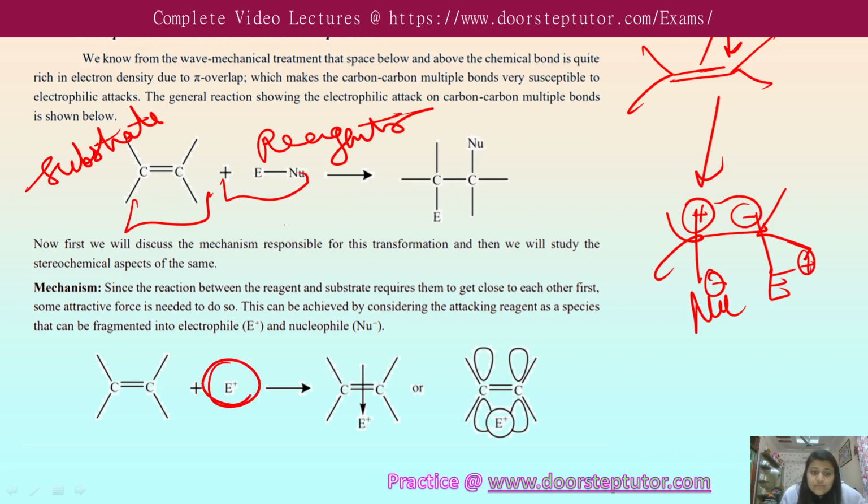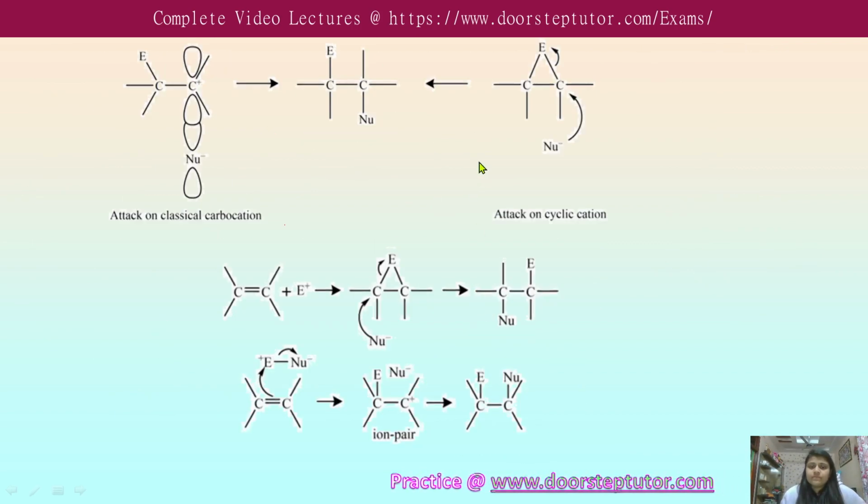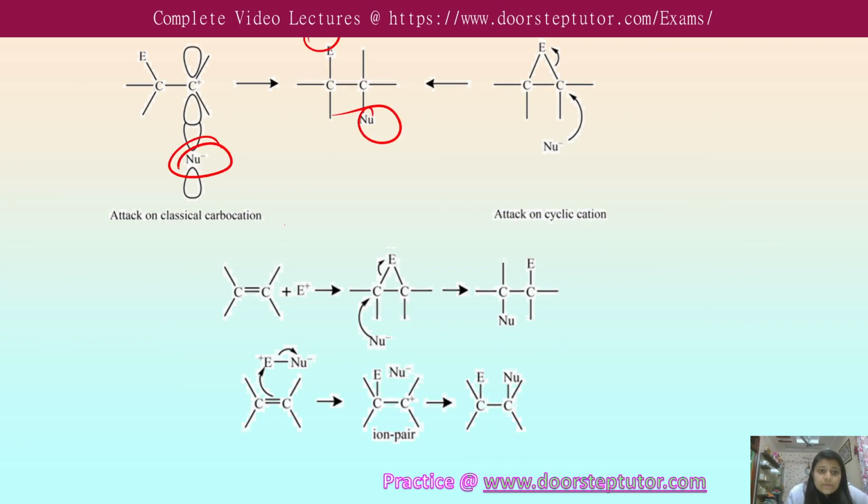So there is an electrophile which adds to this particular alkene, because the alkene is itself a nucleophile: the pi bond is electron rich, and if the pi bond is electron rich, the electrophile itself adds to the alkene and leads to the formation of such a structure. Now if there is a classical carbocation, there is an electrophile and there is a nucleophile, and this is the attack of a nucleophile on a classical carbocation.